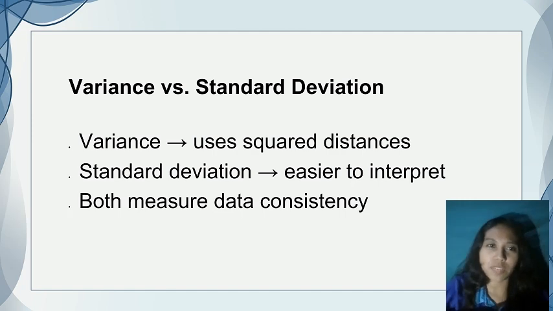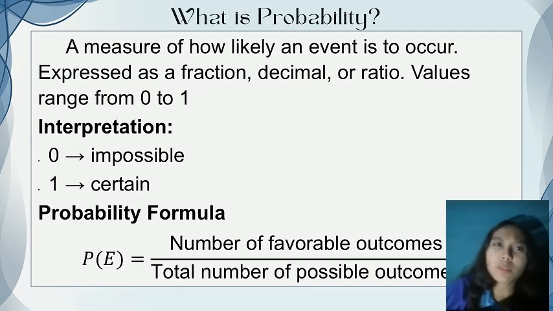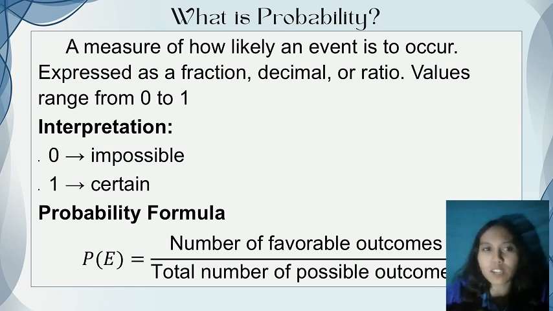So what is probability? Probability is how likely something is to happen. It can be shown as a fraction, decimal, or ratio with values ranging from 0 to 1. So 0 is impossible, it does not happen, and 1 is certain, it definitely happens. So the probability formula: P of the event equals the number of favorable outcomes divided by the total number of possible outcomes.